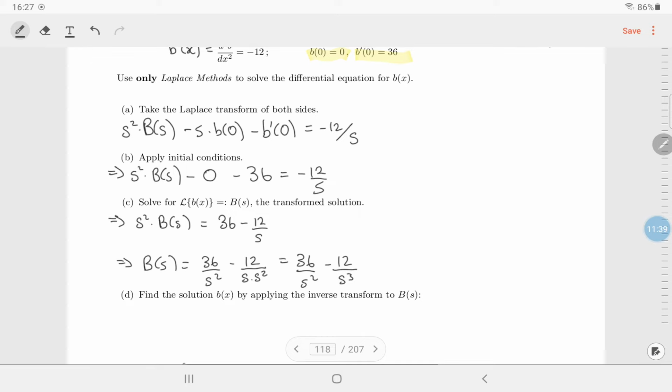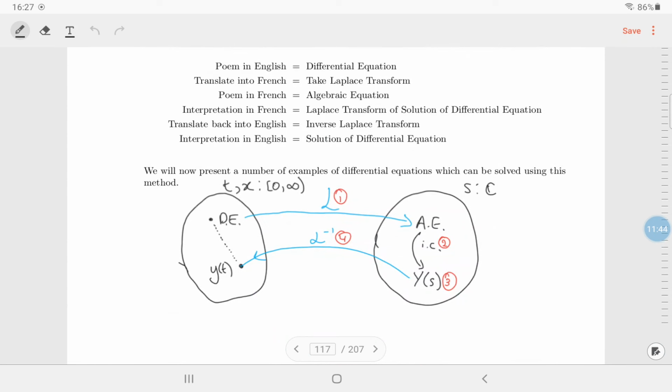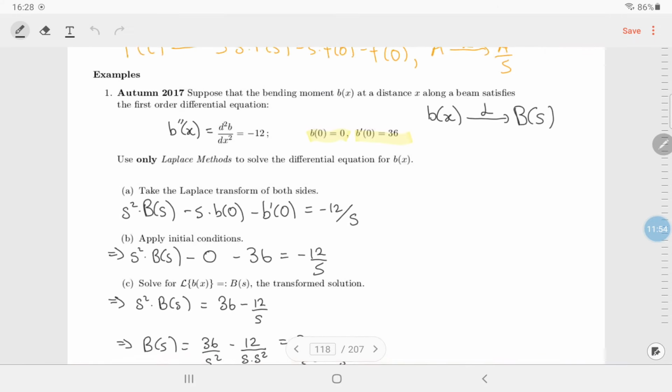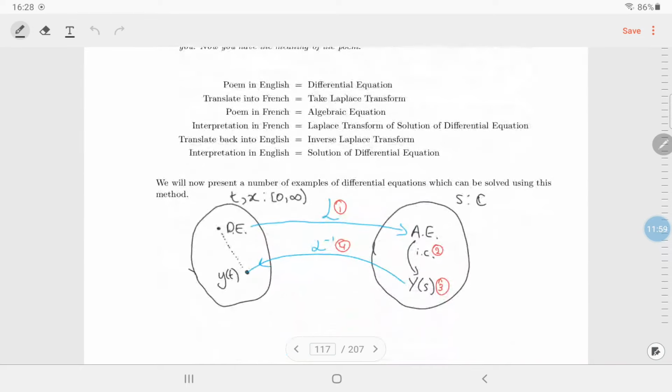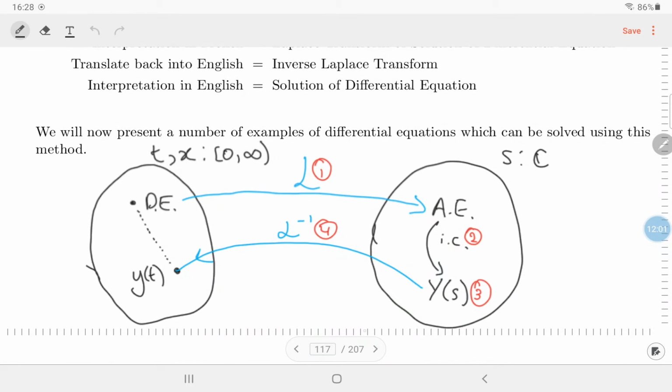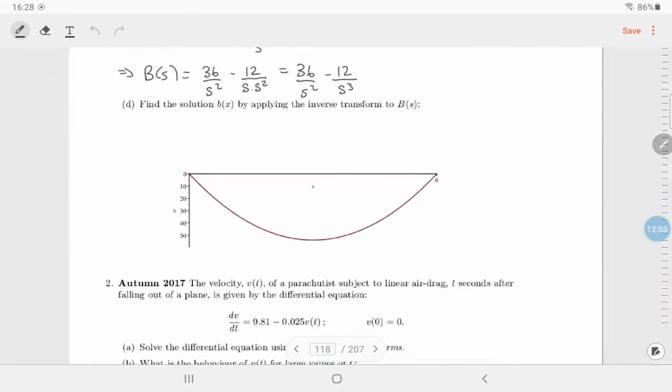Okay, so now we have, in terms of the picture on the previous page, we've done the Laplace transform on both sides. We've translated the differential equation into an algebra equation. We put in the initial conditions, and then we solve the algebra equation. We've got the big B of s. And now we just have to do the last bit. We just have to send it back. We have to do the inverse Laplace transform.